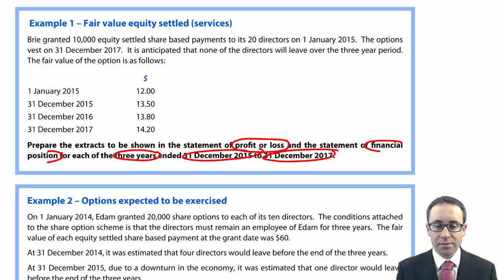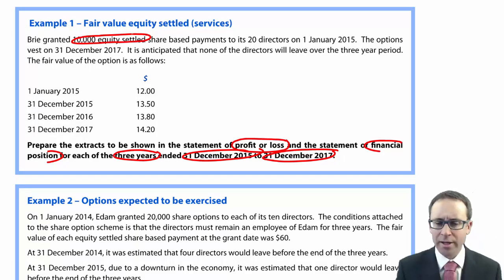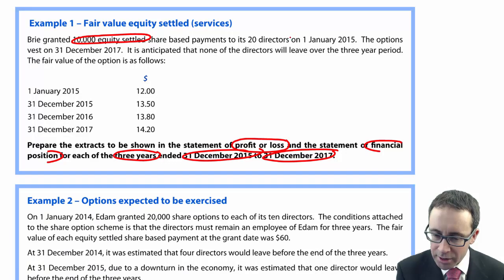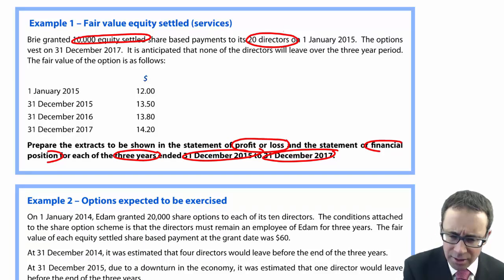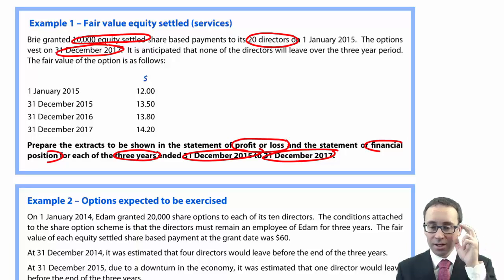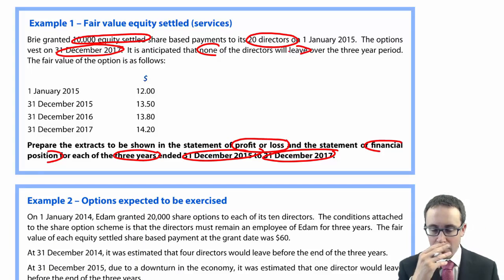So what it says there is, Bree granted 10,000 equity settled share-based payments. So as soon as we know it's equity settled, we go through and focus, don't we, upon the fair value at the grant date. Okay. We granted the share-based payments to the 20 directors. What we'll see in this example, to keep it simple, there is no change in the number of employees, so it sticks with the 20. The options vest on the 31st of December 2017. So 15, 16, 17 is a 3-year vesting period. None of the directors will leave, as we stated, over that period.